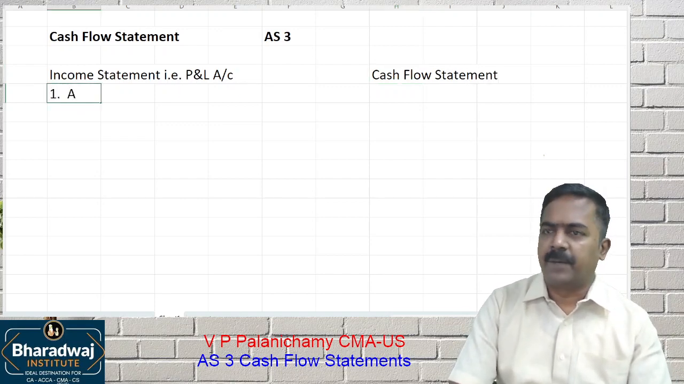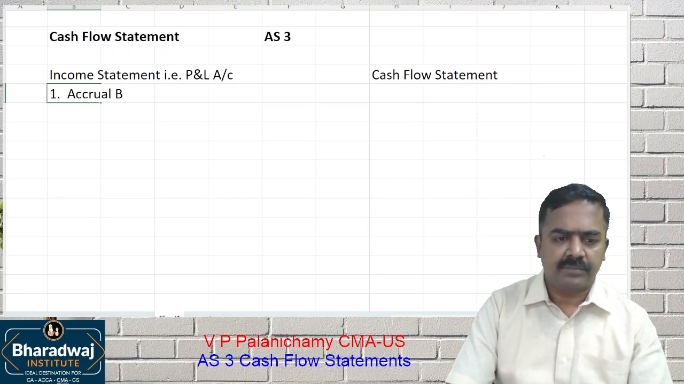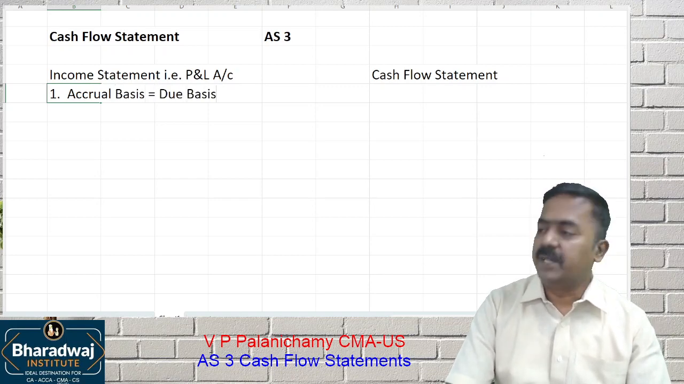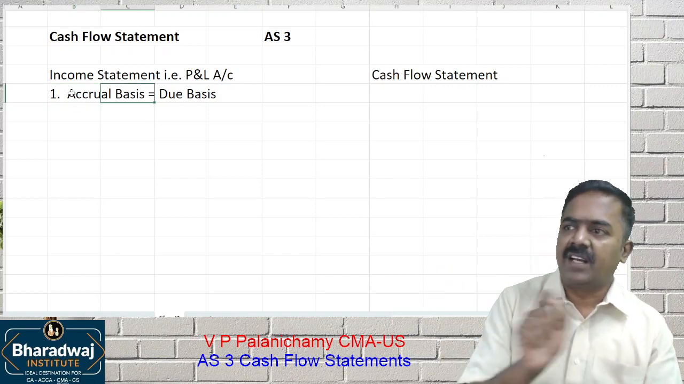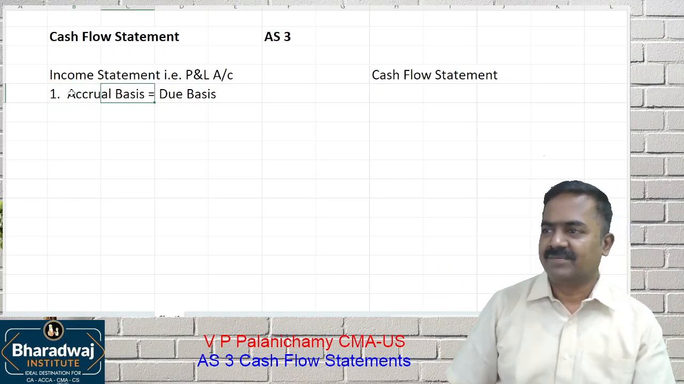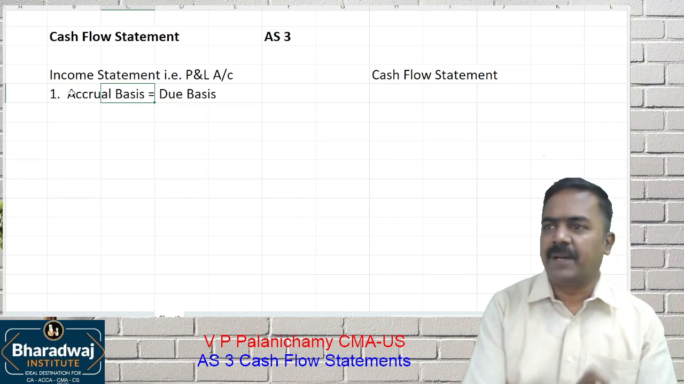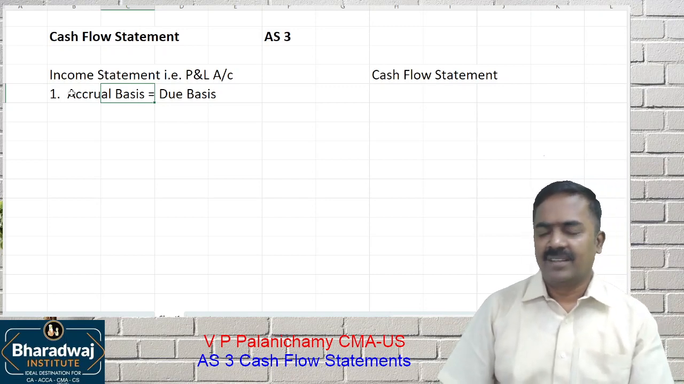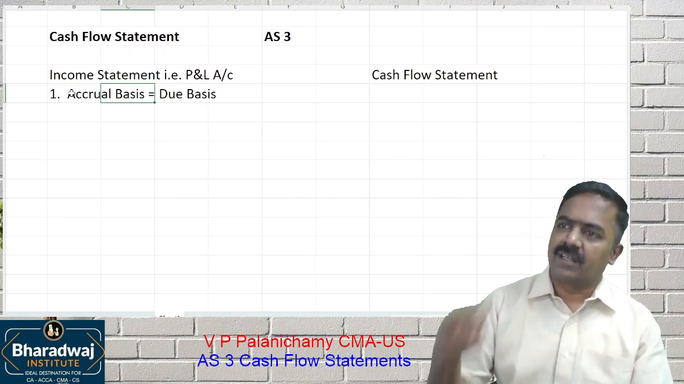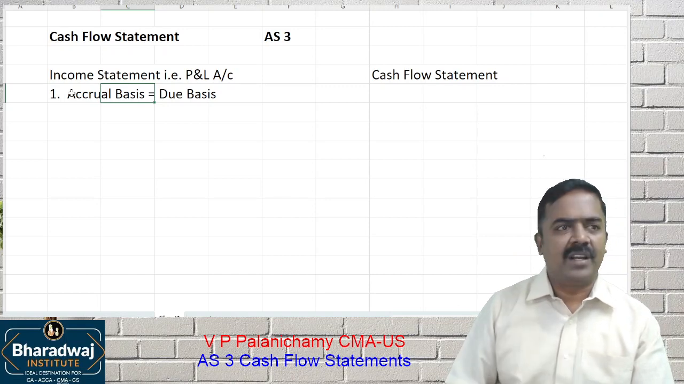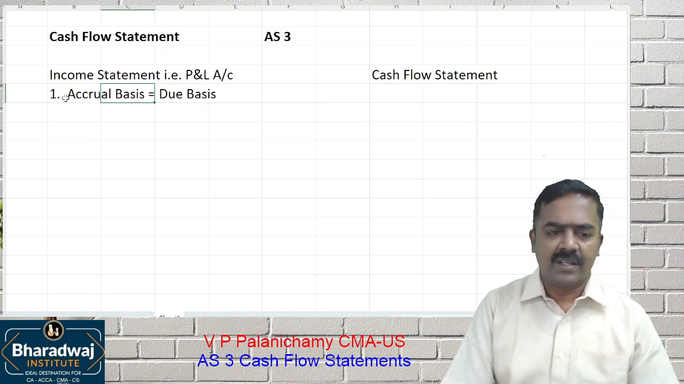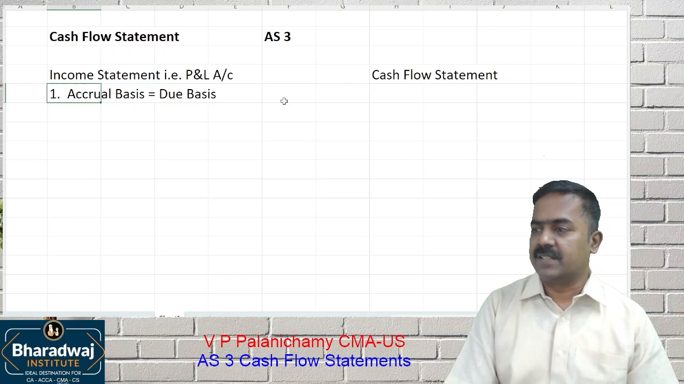Income statement is prepared on accrual basis. Accrual basis means due basis. We record salary plus outstanding salary, rent paid minus prepaid rent. Do you record only cash purchases or credit purchases also? Both we record. Cash sales as well as what? Credit sales. That is what is called accrual basis.